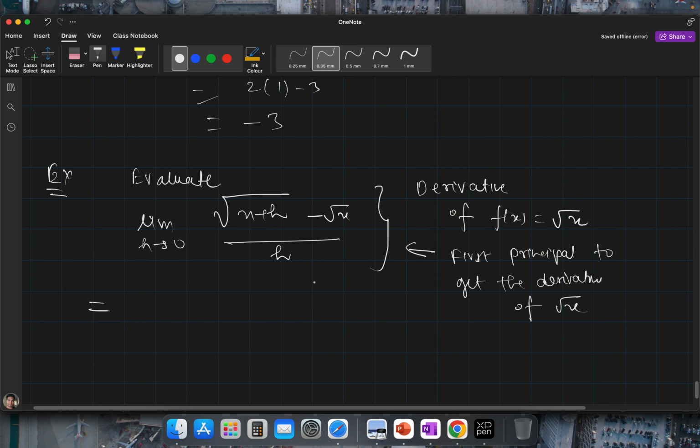Okay, what is the answer? Now, someone can directly tell me what the answer is. What will be the answer? This is nothing but the derivative of square root of x. Root h? No. You are substituting h tends to 0, then your answer cannot be in the form of h. 1 by 2 root x. Yes. This will be the answer.